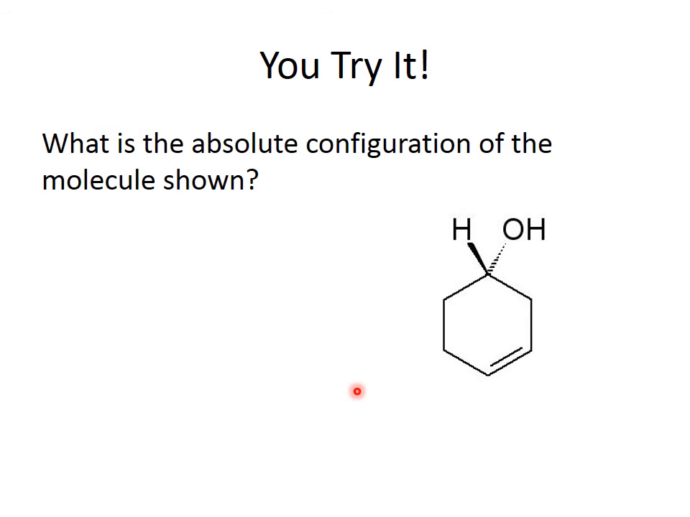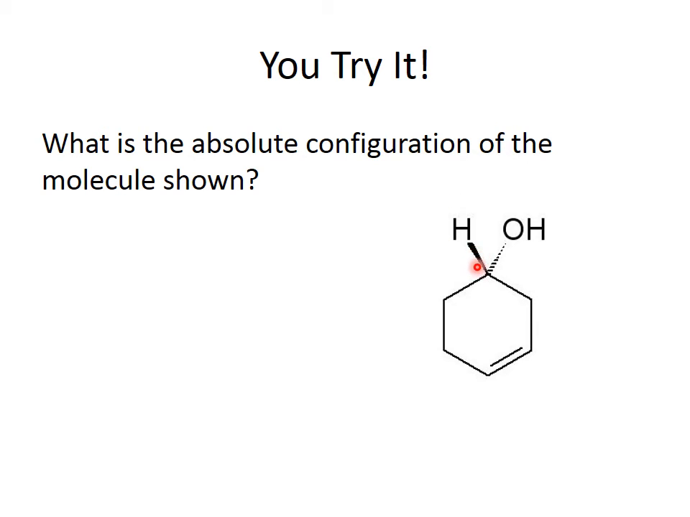What is the absolute configuration of this molecule? If I look at this molecule, you might have thought that it's not a chiral compound. But you have to see, there's a hydrogen, a hydroxyl group. This side is different from this side, so this carbon is chiral. Now we assign priorities. The hydrogen is to the front and it's the lowest priority.